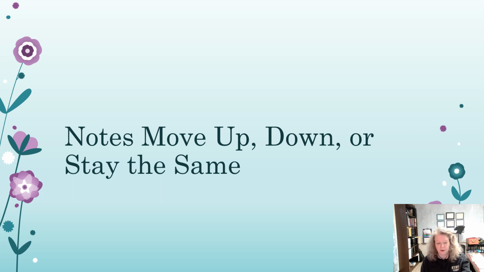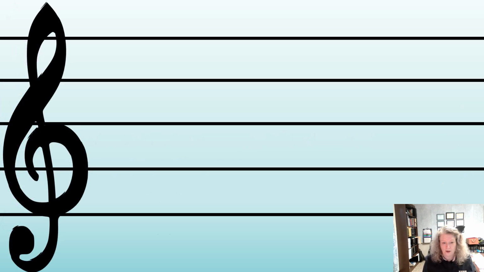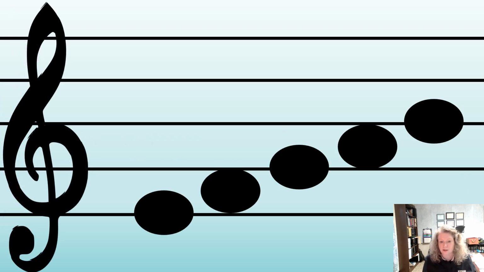Notes may move up, down, or stay the same. They may move up or down by step, which is line, space, line, space, line, and sounds like this. E, F, G, A, B is how those pitches sound, moving line, space, line, space, line. You go to the next letter in the musical alphabet.